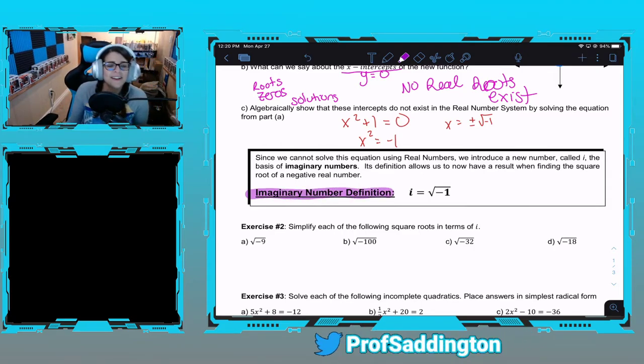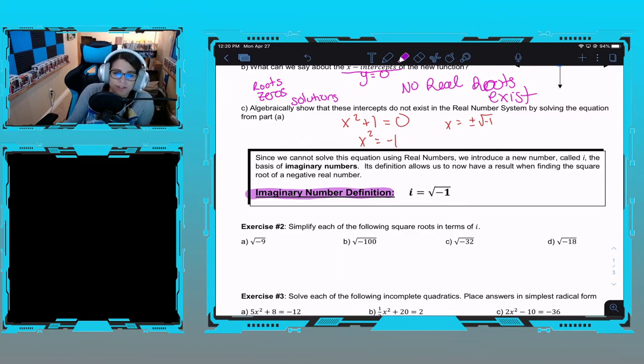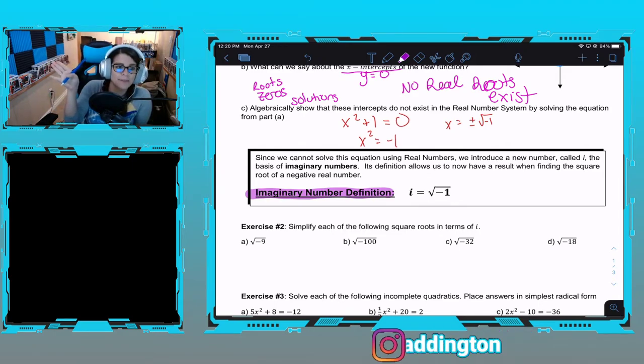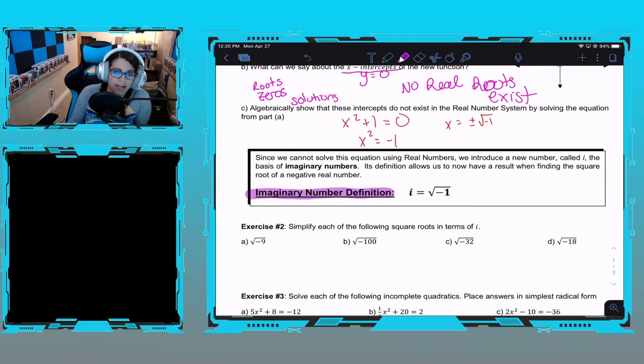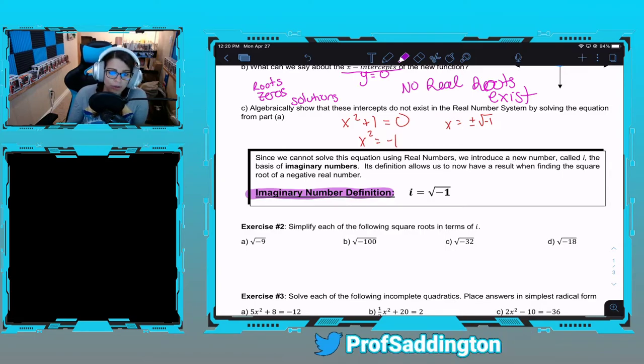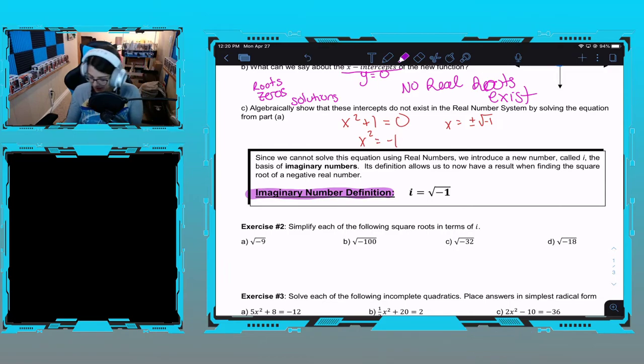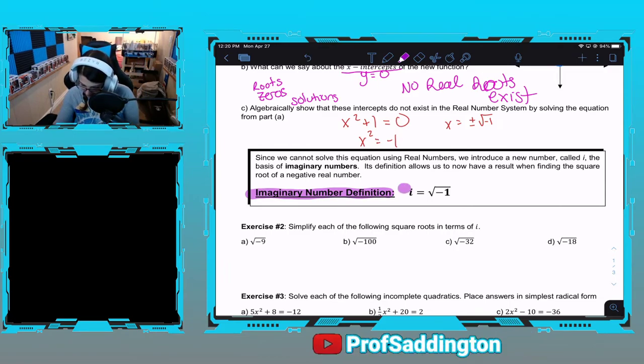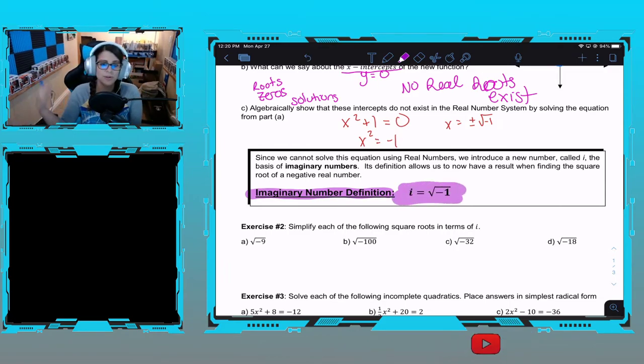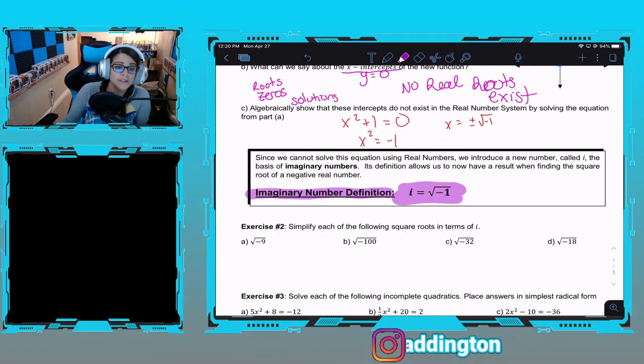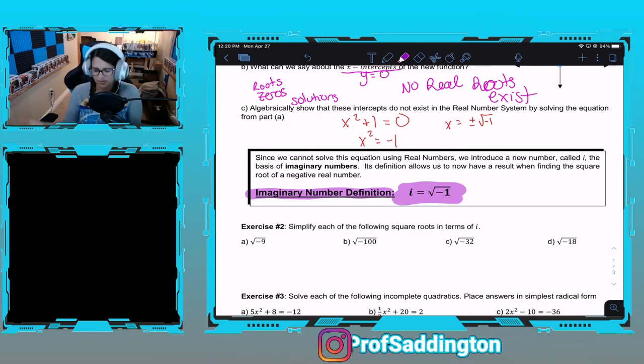So fun. All right, since we cannot solve this equation using real numbers, we introduce a new number called i. It's got a little hook on the bottom, like the opposite of a j. It's the basis of imaginary numbers. Its definition allows us to now have a result when finding the square root of a negative number. So, let me highlight this too. The square root of negative 1 really equals i, or 1i. But we don't write the 1 because we're lazy, right?